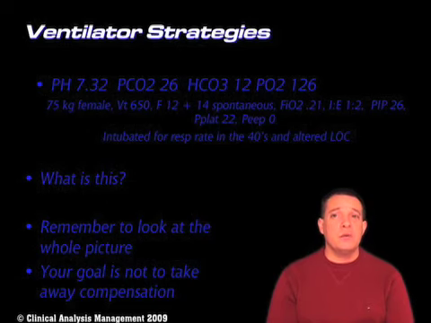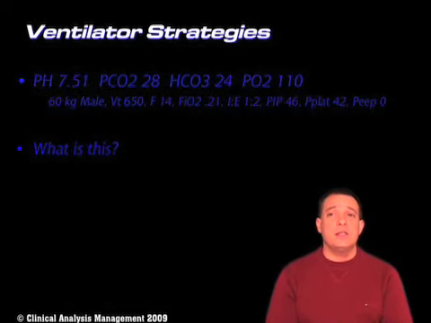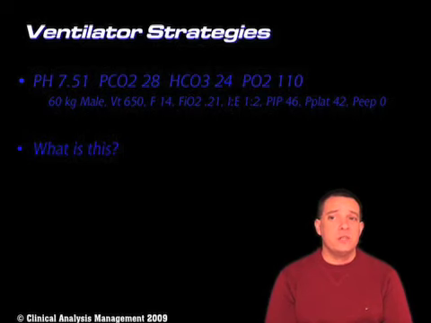Okay, let's look at another blood gas here. We've got another one here. This is a 60-kilo male. He's intubated. He's on a tidal volume of 650. His respiratory rate is 14. He's on room air. His IE is 1 to 2. His peak inspiratory pressure is 46. His plateau pressure is 42, and his PEEP is 0. Now, when we go in to get this patient's blood gas, he's got a pH of 7.51. His CO2 is 28. His bicarb is 24, and his PO2 is 110.